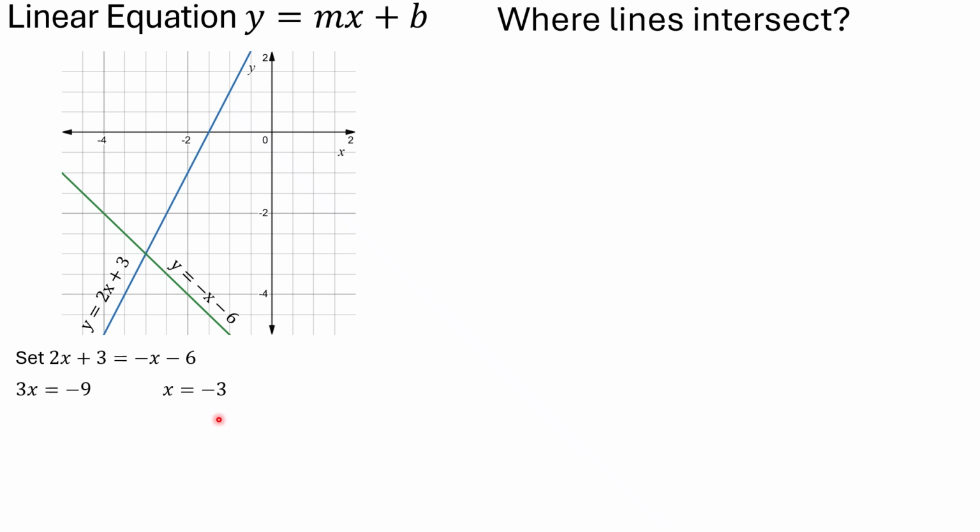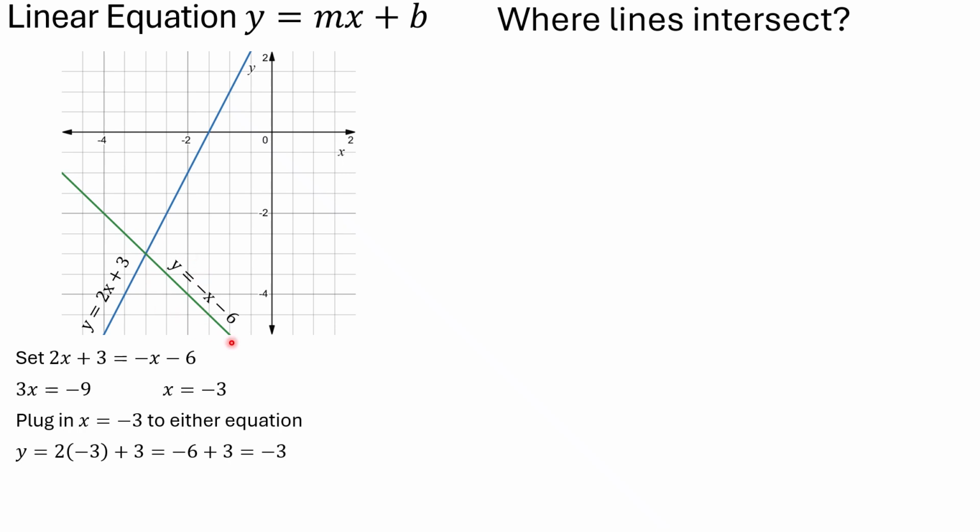Now, once you know what the x value is, you need to figure out what the y value is, right? And you can plug this into either y equals 2x plus 3 or y equals negative x minus 6. Both equations will give you the same answer if you did this correctly, because that's the definition of when lines intersect. Right? So I'll choose this one first, and then we can use the second one to check our answer. So you plug in x equals negative 3, you get 2 times negative 3 plus 3. So 2 times negative 3 is negative 6 plus 3. Negative 6 plus 3 is negative 3. So y is equal to negative 3.